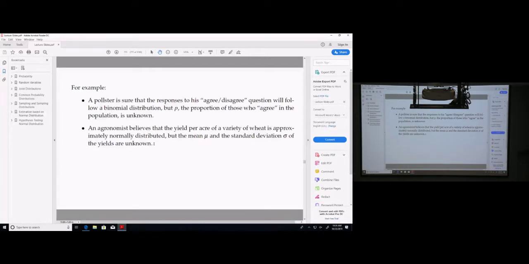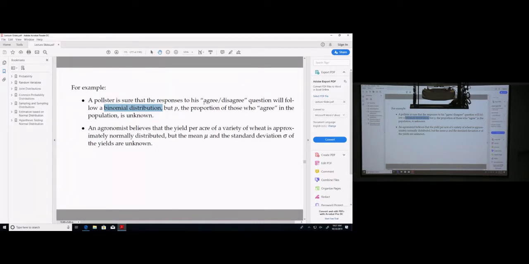Okay, a pollster is sure that the responses to his agree or disagree questions will follow a binomial distribution. But p, the proportion of those who agree in the population, is unknown. Now, the binomial distribution assumes certain things, not only just the proportion, but among these n people, we are assuming that their views will not influence one another. Suppose I agree, and then my family member may act independently of my view.